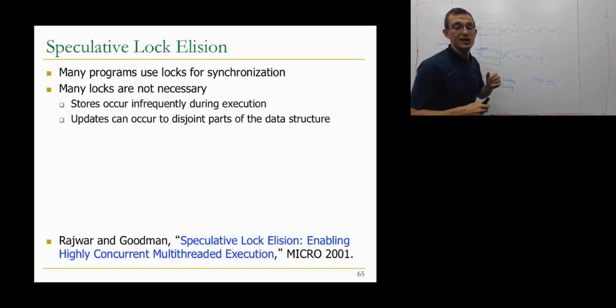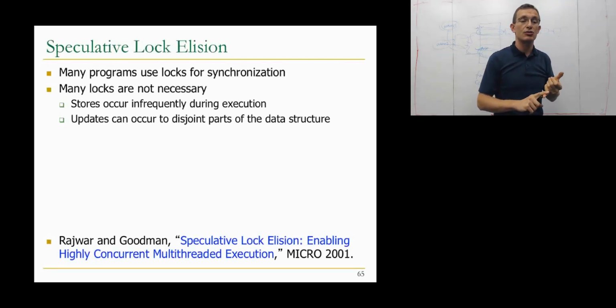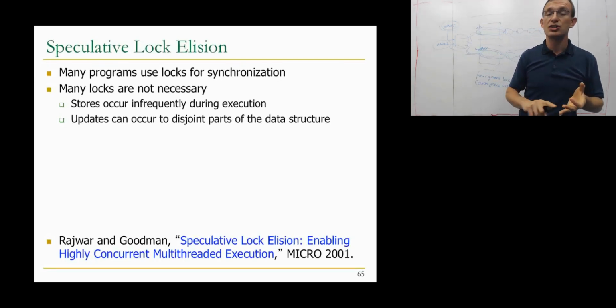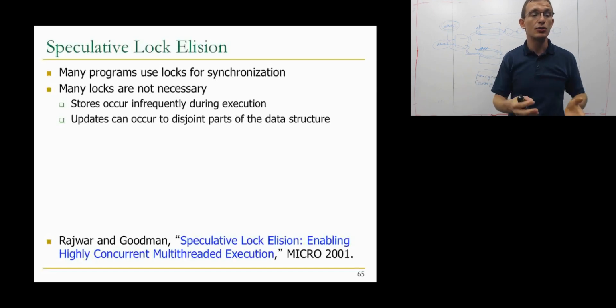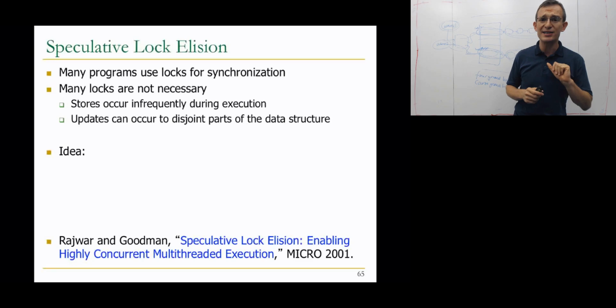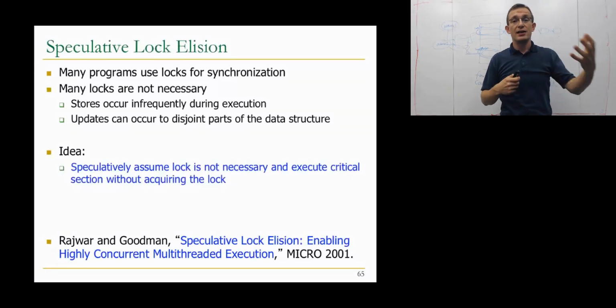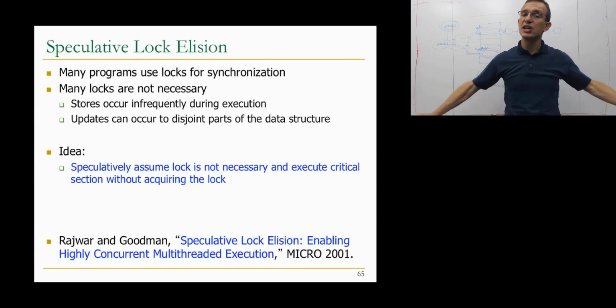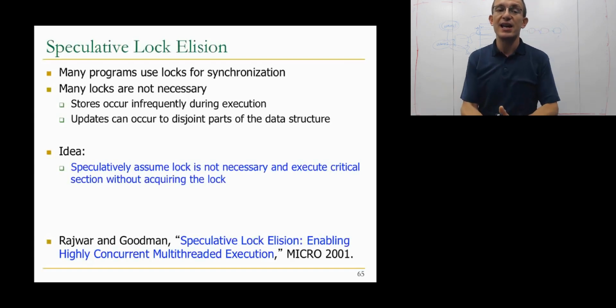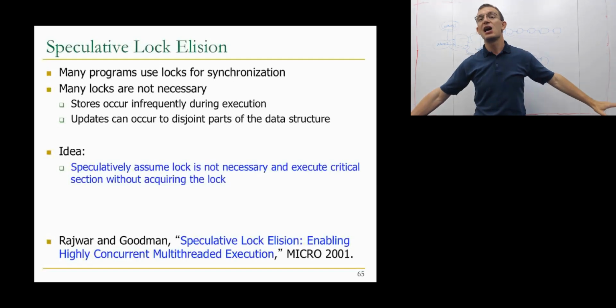So these are the two reasons: stores occurring infrequently during execution and updates occurring to disjoint parts of the data structure are the two reasons why many locks are unnecessary. So the key idea, once you observe that many locks are actually unnecessary, speculative lock elision speculatively assumes that the lock is not necessary and executes the critical section without acquiring the lock.